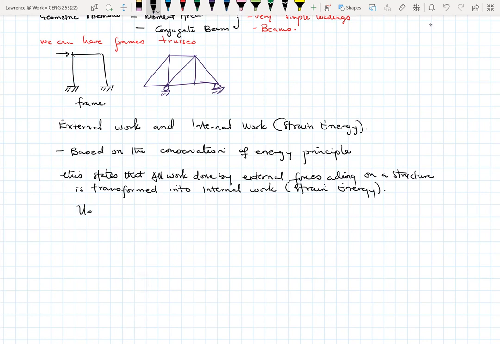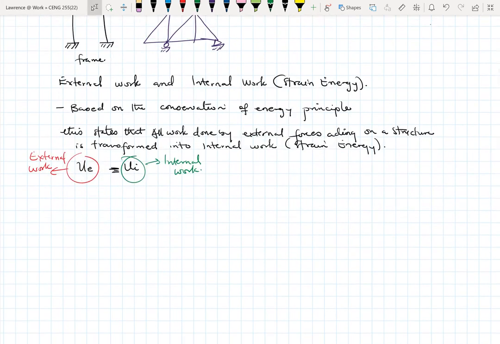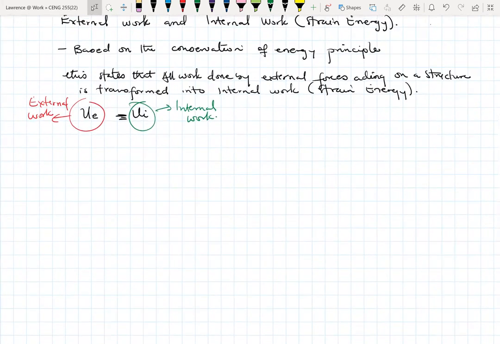Simply put, if UE is external work, then UI is internal work, where the U stands for work done or energy. So this is external work done, and here is internal work done. We are saying that if you have a structure and there are external loads on the structure, these external loads can be transformed into the internal behavior of that structure. And we can relate the two using the principle of the conservation of energy. So that's the idea with which we are working. We can formulate a set of equations.